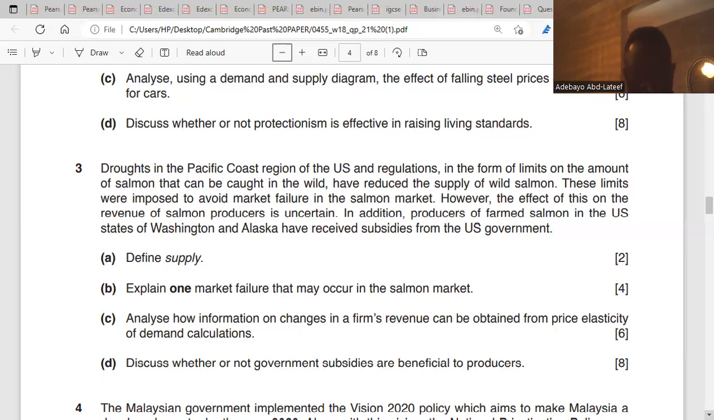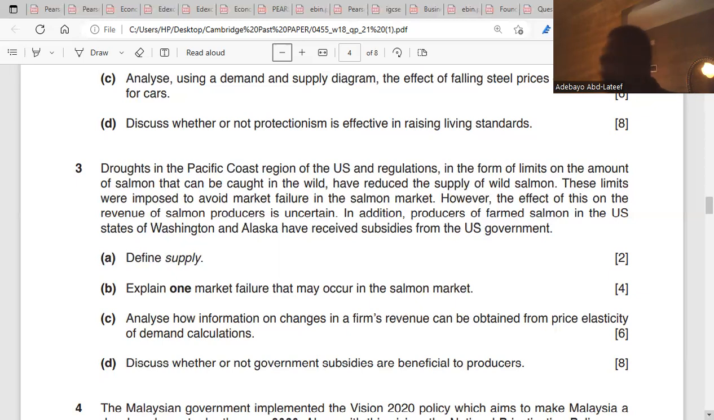Second question, the third one. They said, analyze how information on changes in a firm's revenue can be obtained from price elasticity of demand calculation. So the first thing you have to do is define what price elasticity of demand is. It's the degree of responsiveness in the quantity demanded of a product as a result of a change in price. So whatever you get through your price elasticity of demand, if your final figure is 0, that means the demand for your product is perfectly inelastic. No matter what price you charge, customers will still buy your product, and your revenue will increase. If your price elasticity is less than 1, it means the demand for your product is inelastic.